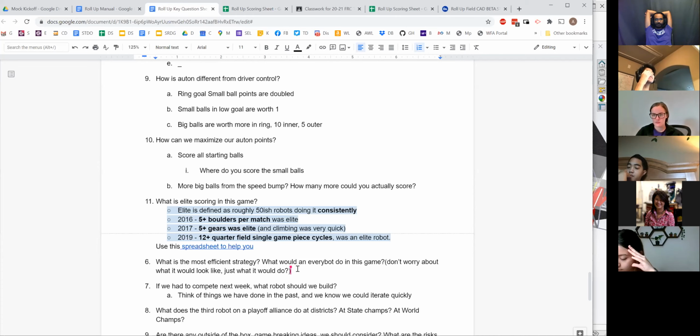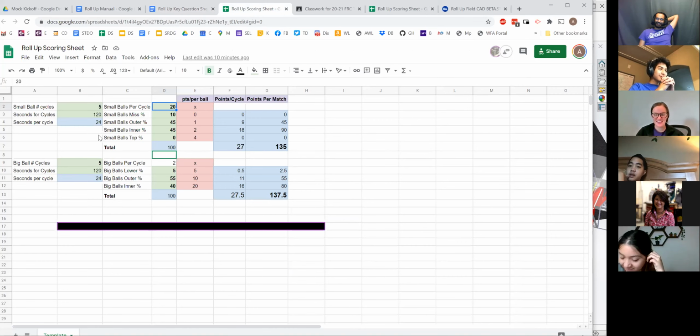Wait, hold on. Let me think this through. Intuitively, I would have guessed the other way, but I haven't done the math yet either. So even here, five cycles of 2 big balls each gets you more points than doing small balls, unless you're able to be really accurate. That's 5 cycles of 20 balls, which seems harder to me than 5 cycles of 2 balls. Yeah, I agree.